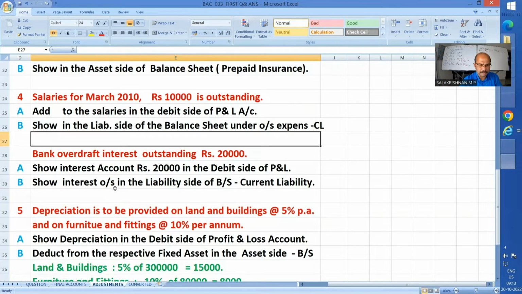Next. Bank overdraft interest outstanding rupees 20,000. Show interest account rupees 20,000 in the debit side of profit and loss account. You know, interest payable on overdraft is an expense, hence it is to be shown in the debit side of profit and loss account. And we need to pay it. We owe it to the bank. Show interest outstanding in the liability side of balance sheet. It's very much a current liability.